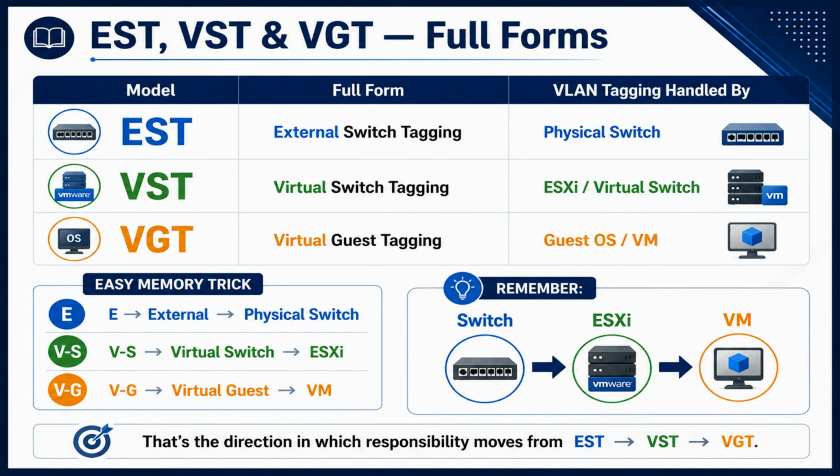Before we go deeper, let's first understand the full forms. EST means external switch tagging, VST means virtual switch tagging, and VGT means virtual guest tagging. The easiest way to remember them is to look at where the responsibility sits. With EST, the responsibility is external to ESXi, so the physical switch handles the VLAN. With VST, the virtual switch inside ESXi handles the VLAN tagging. And with VGT, the guest operating system or virtual machine handles the VLAN tagging. So remember this simple progression: switch, ESXi, VM. As we move from EST to VST to VGT, VLAN responsibility moves closer to the virtual machine.